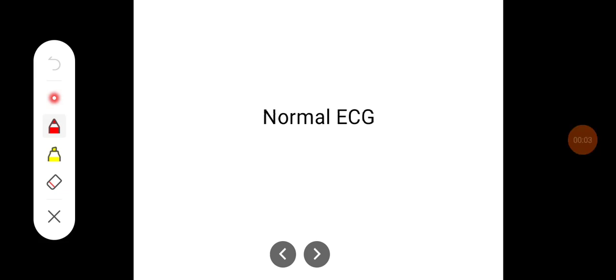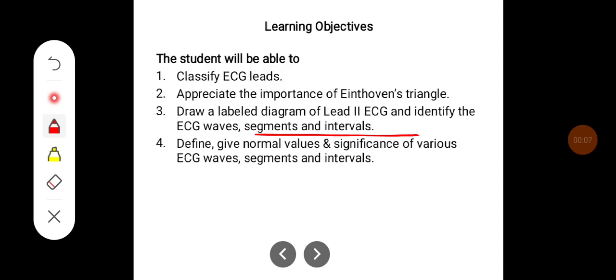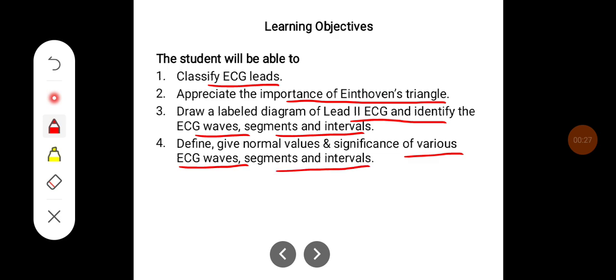Hello everyone. In this class, we'll try to study about the normal electrocardiogram. The learning objectives would be to classify ECG leads, appreciate the importance of Enthoven's triangle, draw a labeled diagram of lead 2 ECG and identify the ECG waves, segments and intervals, define and give normal values and significance of various ECG waves, segments and intervals.